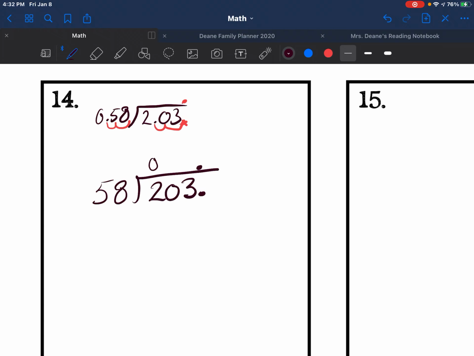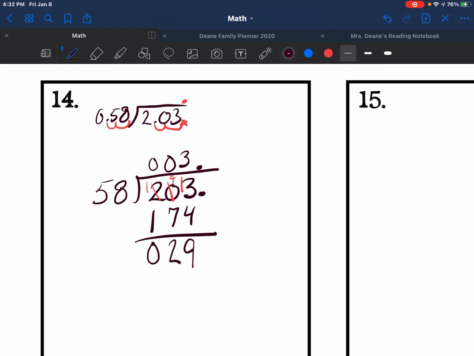Okay. 58 can't go into 2, can't go into 20, but it can go into 203 3 times. 3 times 58 is 174. I'm going to have to borrow to solve this. So this would be a 1, this would be a 9, and this would be a 13. 13 minus 4 is 9. 9 minus 7 is 2. 1 minus 1 is 0.